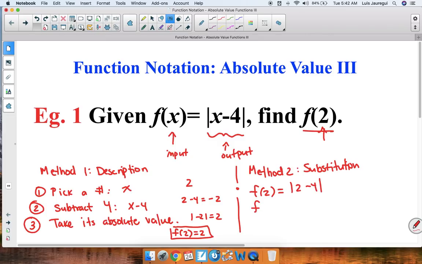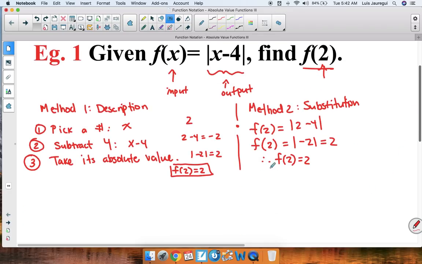Now we can rewrite this as f of 2 is equal to the absolute value of 2 minus 4, which is absolute value of negative 2, which happens to be 2. Therefore, we can conclude that f of 2 is equal to 2. As part of an extension, we can say the following. Here we have the point with coordinates 2, 2.